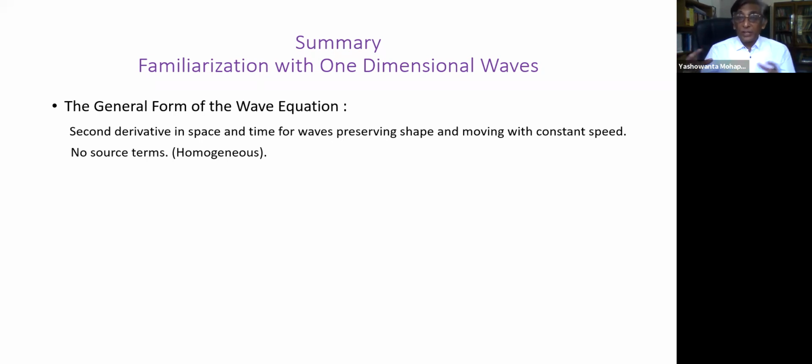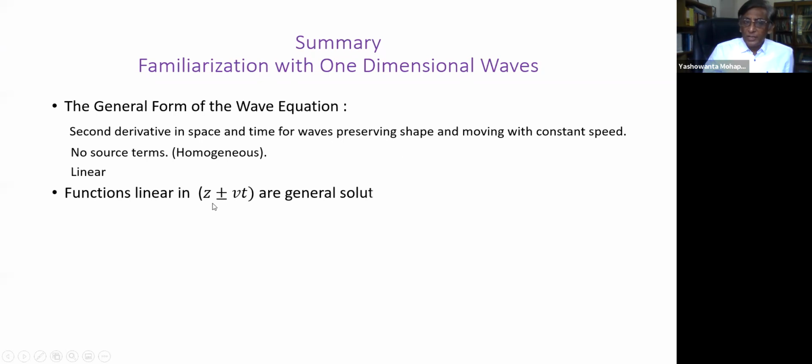Like in Maxwell's equations, you had sources rho or j. Here it is a sustaining motion without any source. And it's a linear equation, which I have already discussed. The functions of a linear combination in z plus or minus vt are general solutions of the wave equation. All right, that we have also seen.